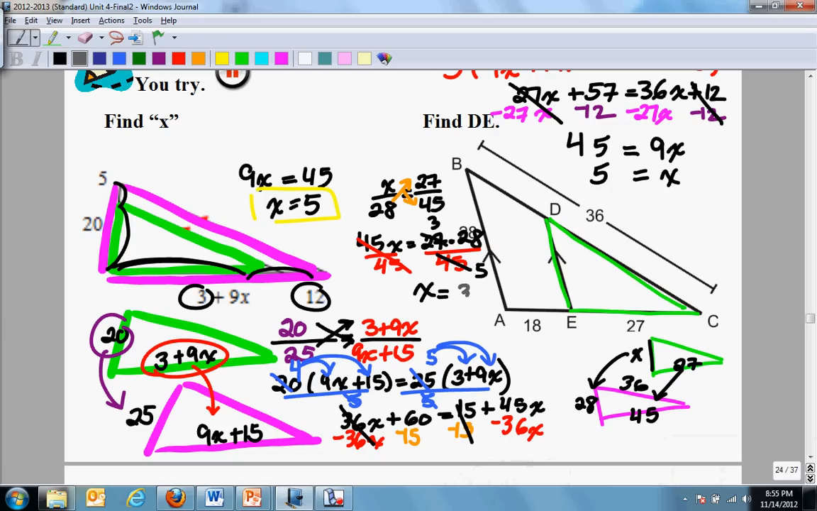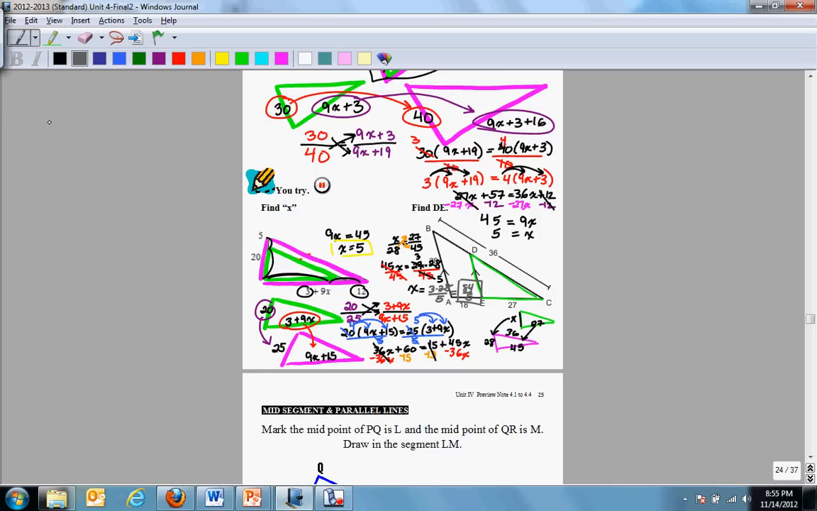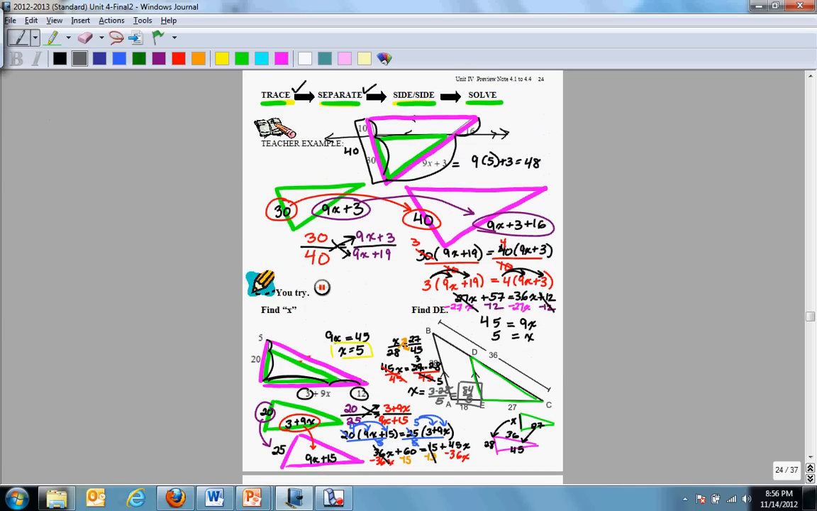So I end up with 3 times 28 over 5. And we're just going to multiply this out. This is close to 3 times 30, which is 90, but minus 6. So this is 84 over 5. And that is your final answer. So the name of the game here is these four steps. Trace, separate, side to side, solve.